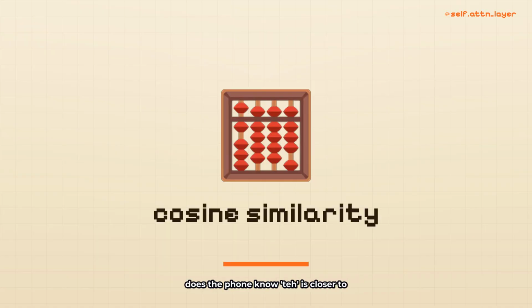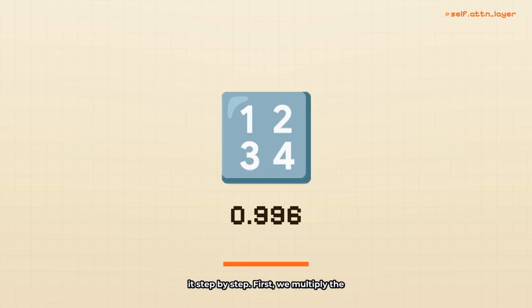So how does the phone know "te" is closer to "the" than to "a"? It uses a math trick called cosine similarity. This measures how closely two secret codes point in the same direction. If the angle between them is tiny, they're best friends. Let's calculate it step by step.